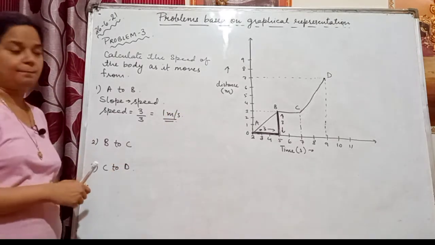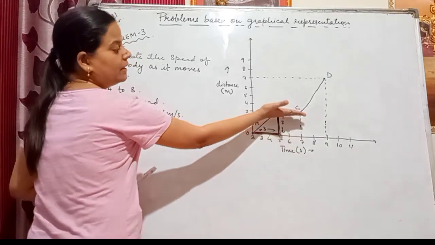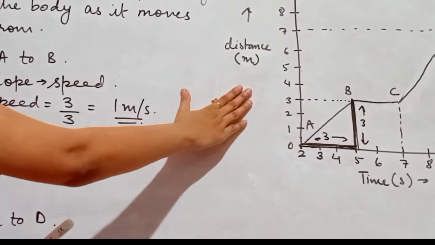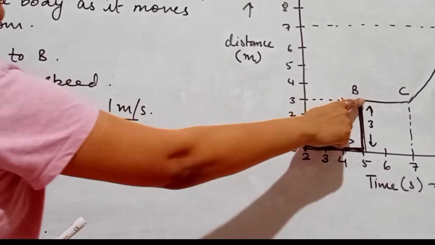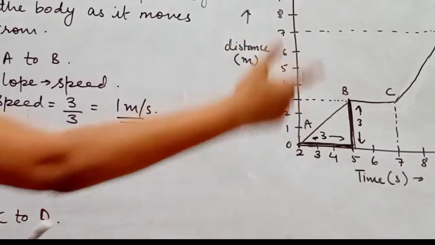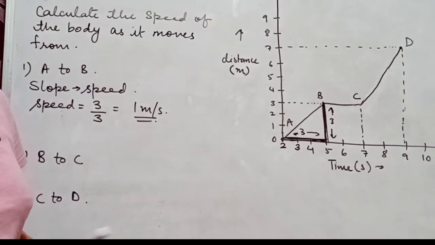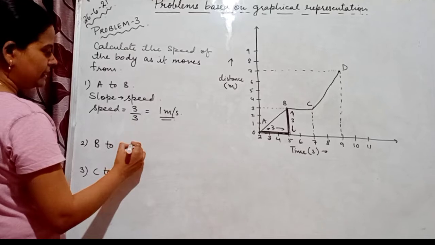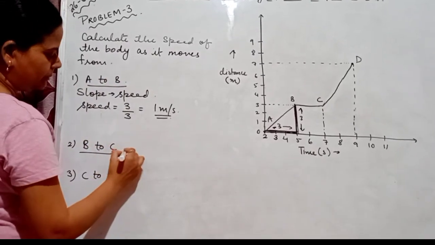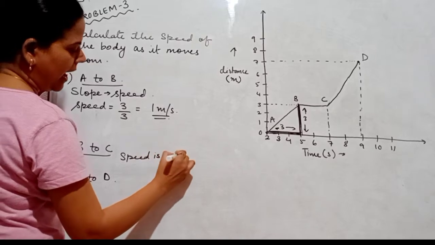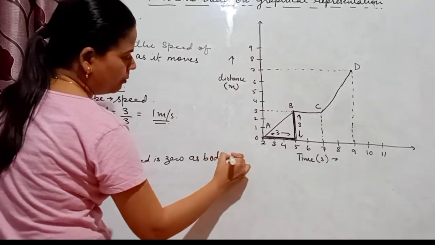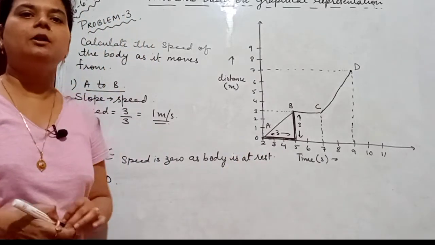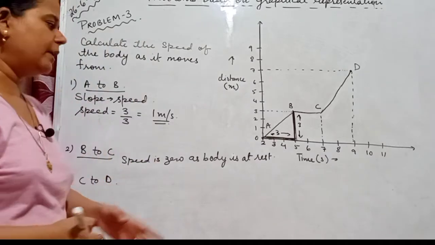So speed is 1 meter per second between A and B. If we come to B and C, you can see that it is a graph parallel to the x-axis. A parallel line represents that the quantity on the y-axis is not changing. So according to the graph, between B and C the distance is not changing, and if distance is not changing it means the body is at rest, and a body at rest means the speed is 0. So between B and C the speed is 0 as the body is at rest.